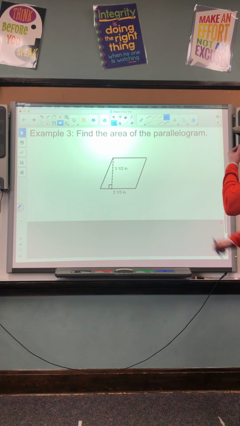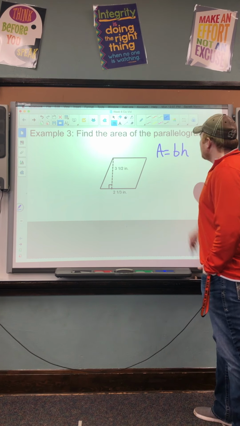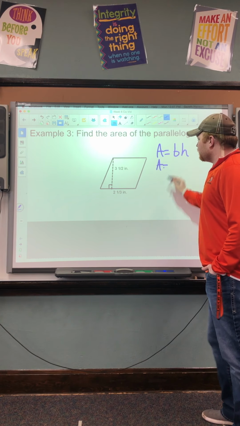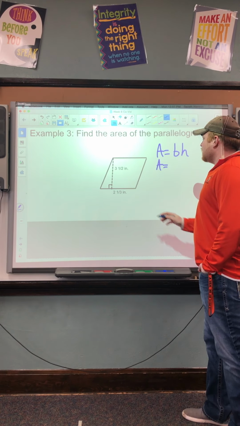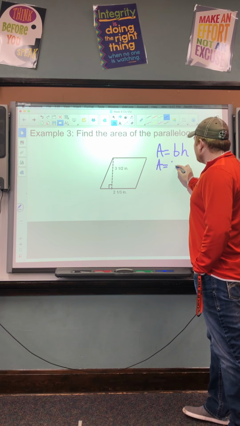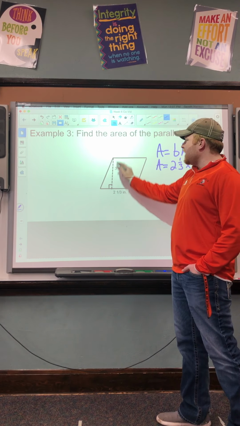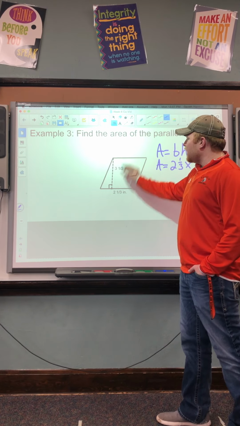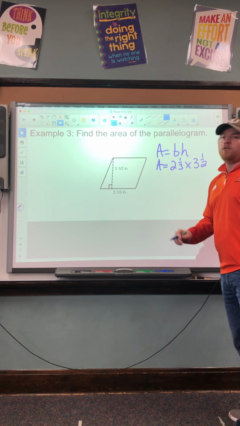So find the area of a parallelogram. So area equals base times height. So the base is the bottom portion or the length. Okay? And that would be 2 1/3 times, and then the height, the dotted line, is 3 1/2. Now we're dealing with fractions.